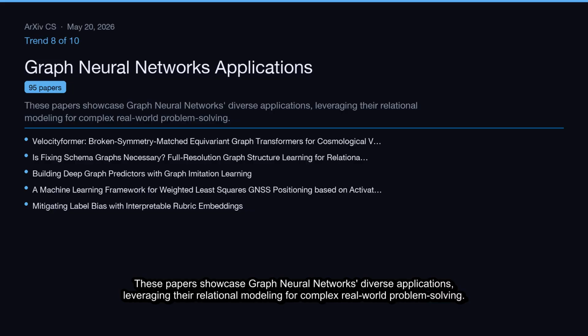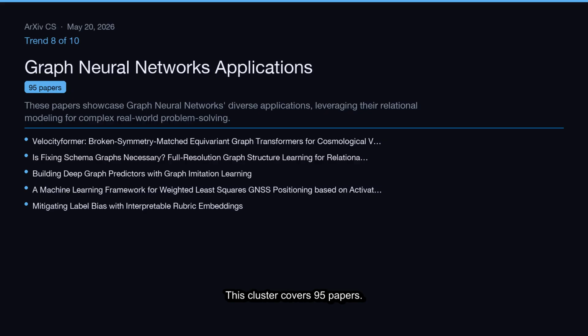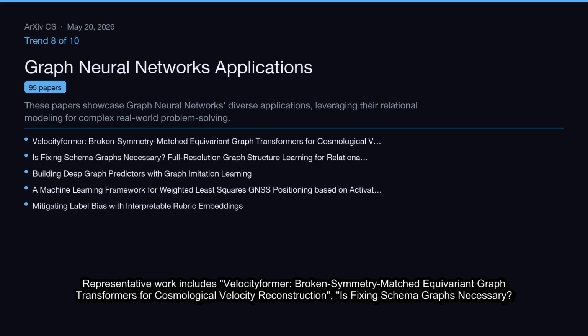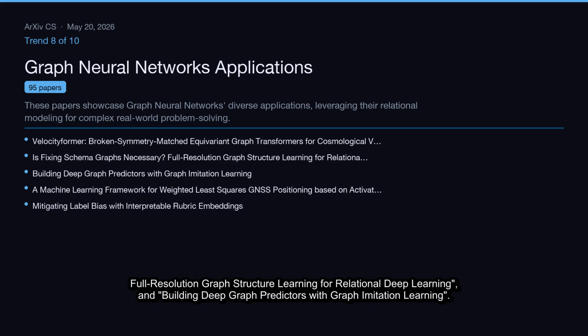Trend 8 of 10, Graph Neural Networks Applications. These papers showcase graph neural networks' diverse applications, leveraging their relational modeling for complex real-world problem-solving. This cluster covers 95 papers. Representative work includes Velocity Former, broken symmetry-matched equivariant graph transformers for cosmological velocity reconstruction, Is fixing schema graphs necessary? Full-resolution graph structure learning for relational deep learning, and building deep graph predictors with graph imitation learning.